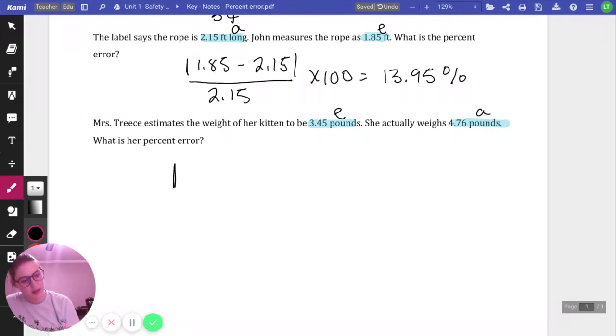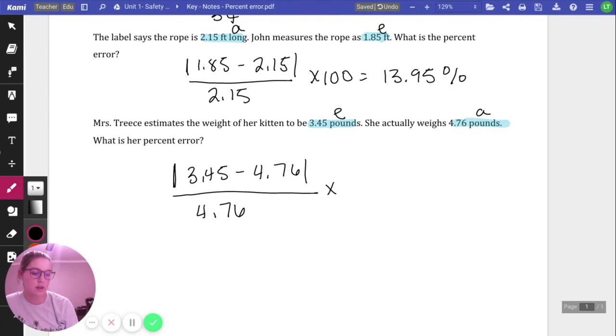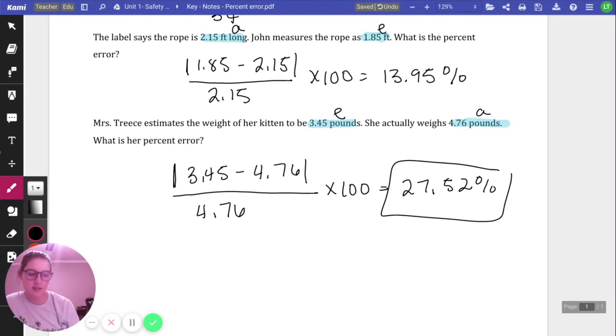So once again, it is experimental, so 3.45 minus 4.76, all over our accepted value, which is 4.76, times 100. So once again, plug it into your calculator and you should get 27.52%. Guys, this formula is on our periodic table or our formula charts. It's not something you have to memorize, but just definitely make sure you know the difference between accepted and experimental.